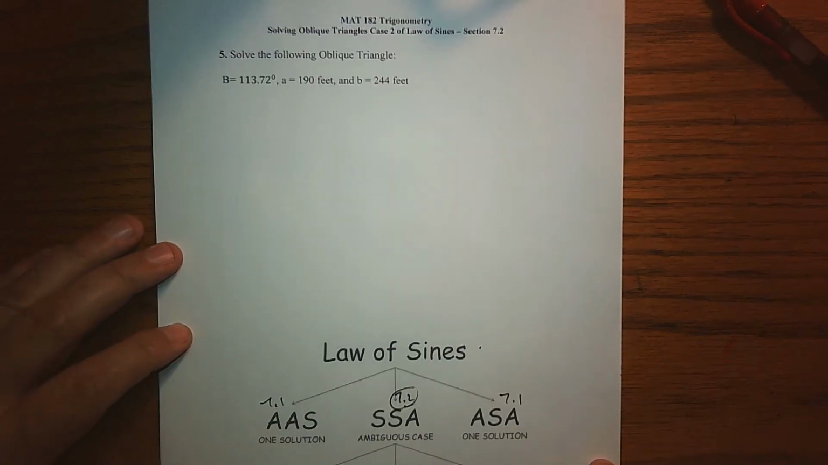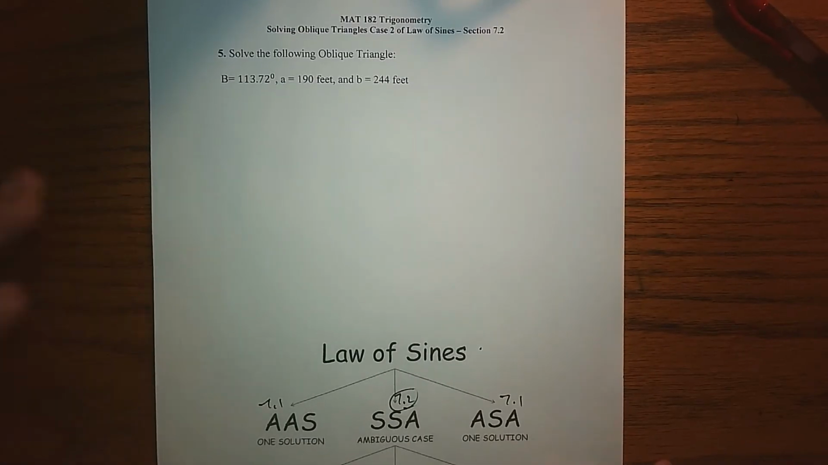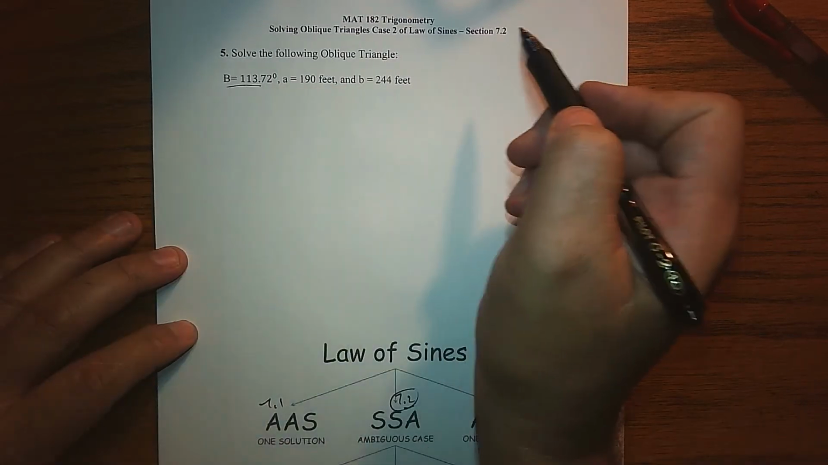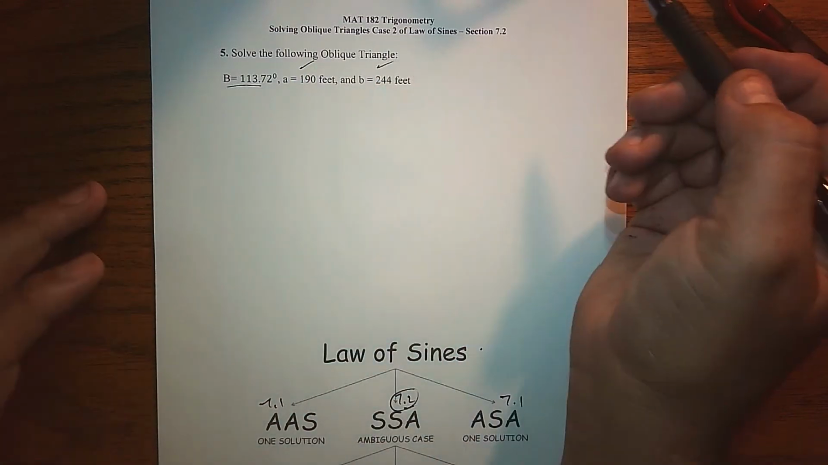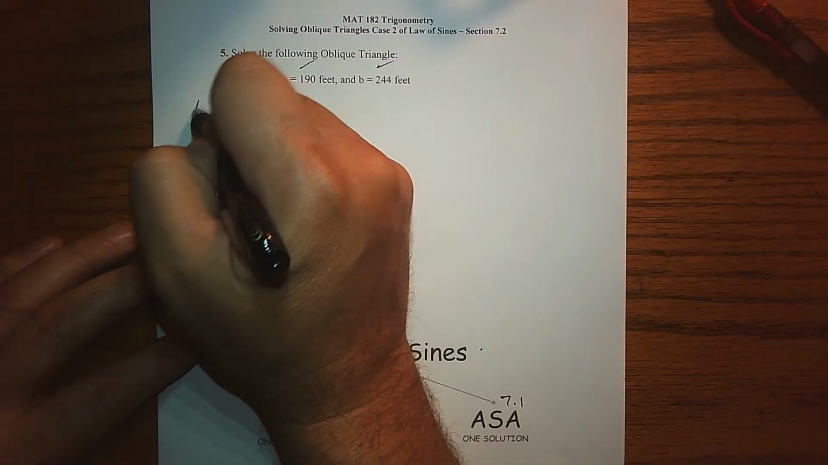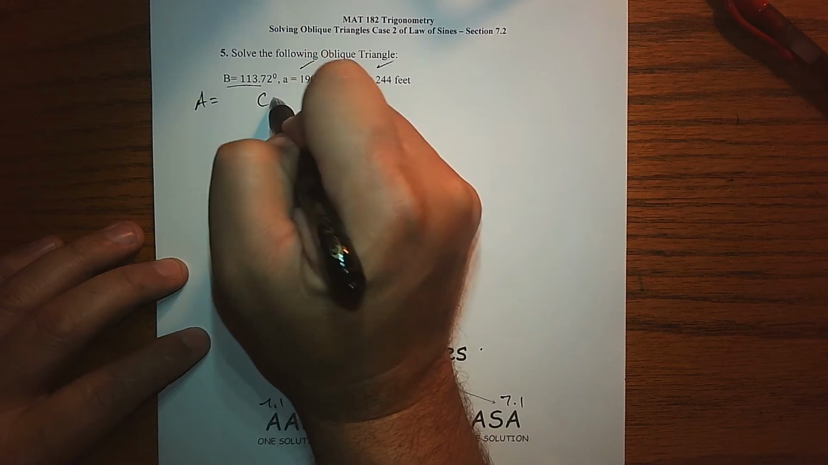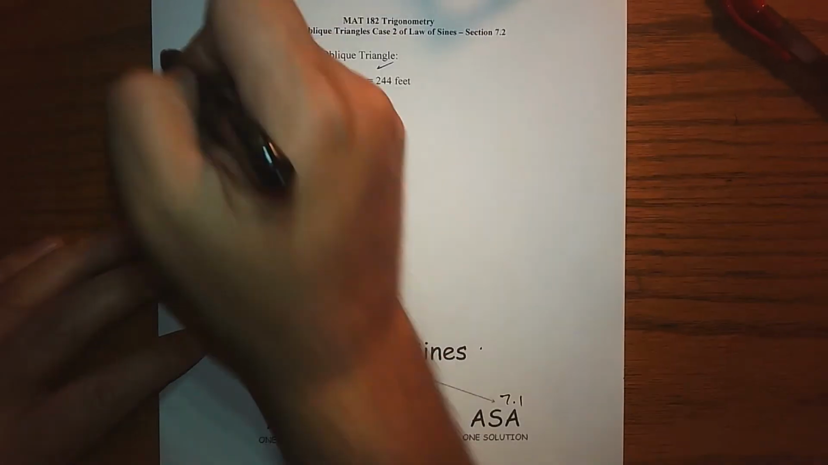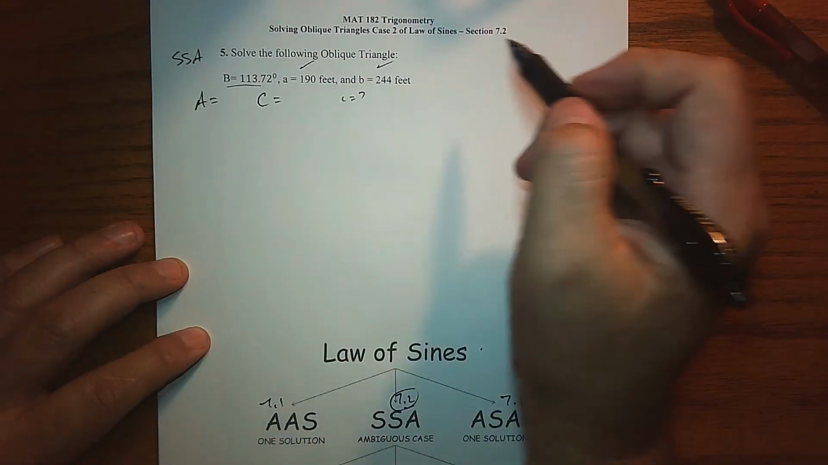Alright, so let's go ahead and do one more example. Again, the picture's not given. We have to draw the picture itself. We're given the angle B, side A, and side B. So what's missing? The angle A is missing, the angle C is missing, and it looks like side C is missing again. So we definitely have an SSA or an ASS if you want to go with that route.